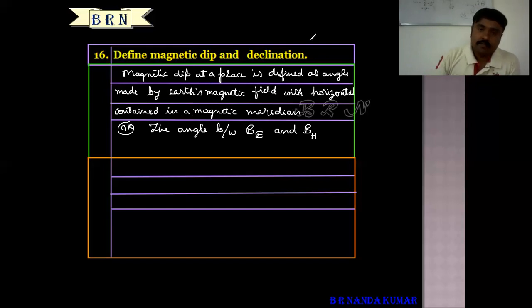So what is the meaning of declination? Declination is actually the angle between the magnetic meridian and the geographic meridian. What is the meaning of declination?